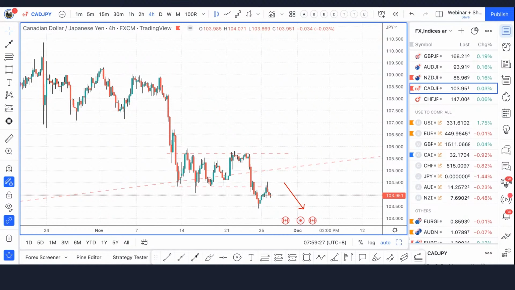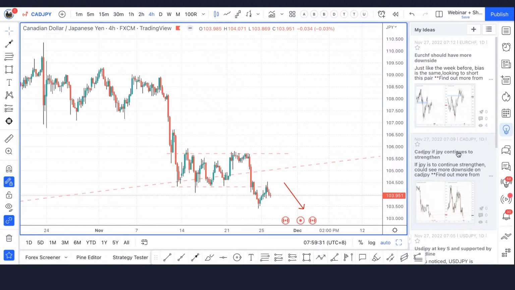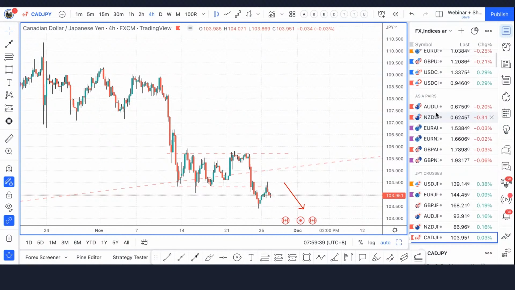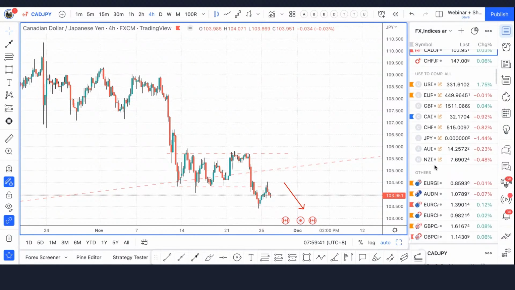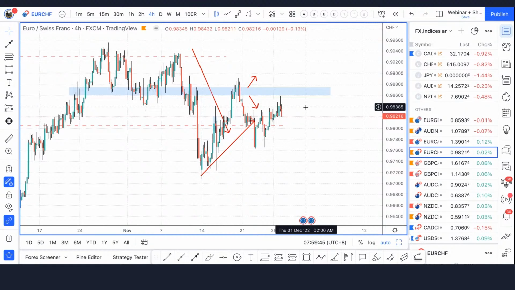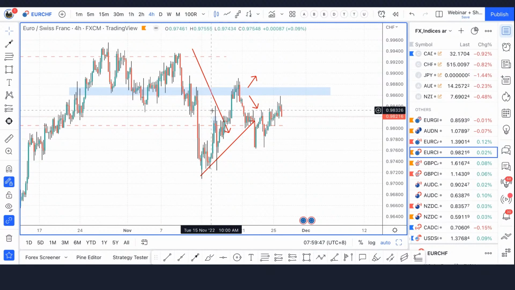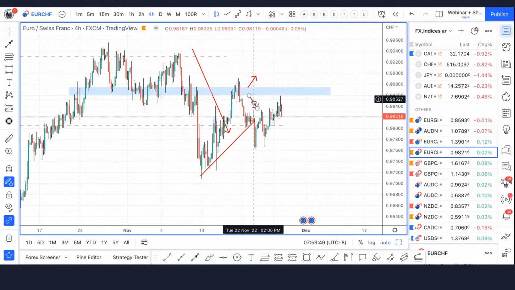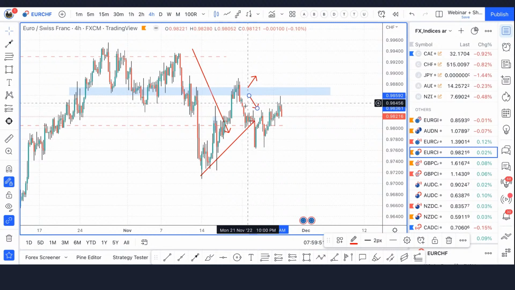So last but not least, I do have another pair that I have mentioned in my trading idea. So that's Euro Swiss franc. Let's take a look at Euro Swiss franc. Okay, I did mention about this last week as well, last week or the week before.